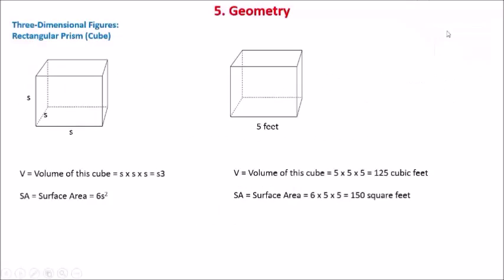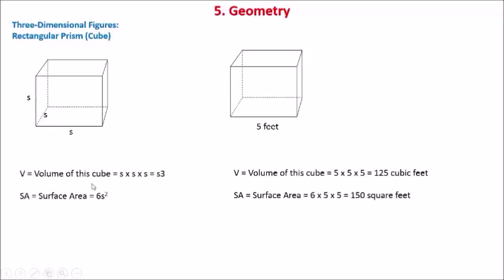Okay. Now we are moving ahead with the three-dimensional figures. Here we've got a rectangular prism. It's a cube, the cube we talked about before, the little blue cube and red cube. So here the length is s, the width is s, the height is s.